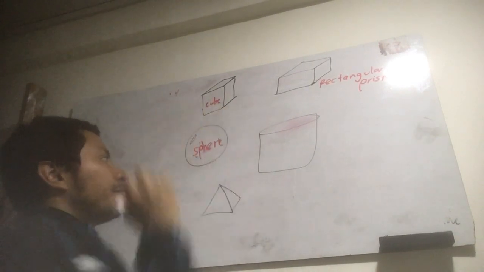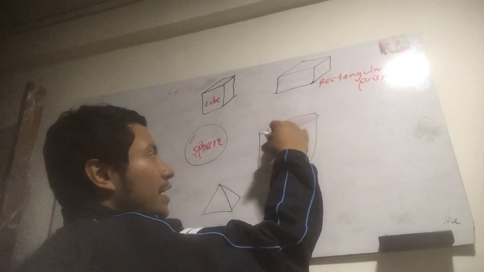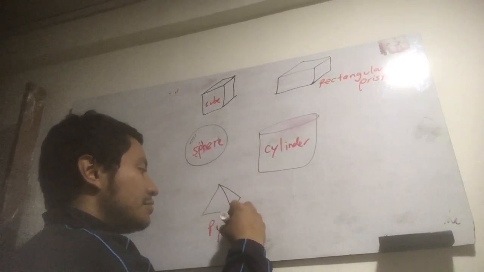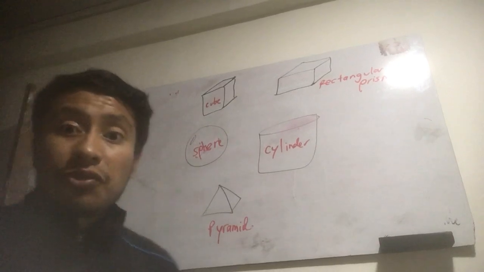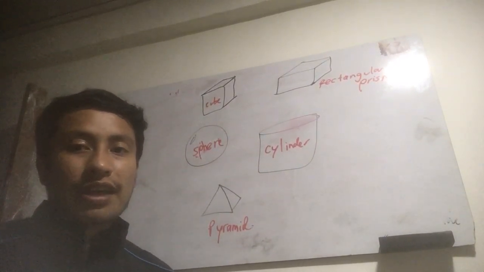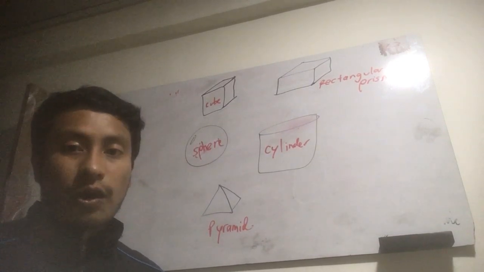The fourth is the cylinder. And this is the pyramid. If you see, these shapes have different geometrical shapes.